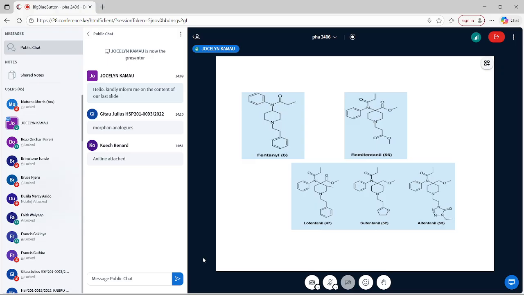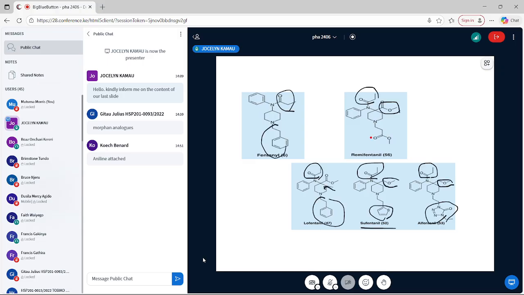It has this ester, remifentanil. This is an ester there. So again, hydrolysis: remifentanil has an ester at position number 4, and also an ester on the nitrogen at position number 1. That makes that compound highly susceptible to ester hydrolysis.